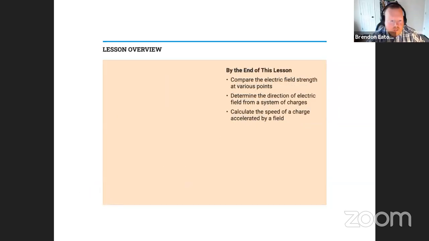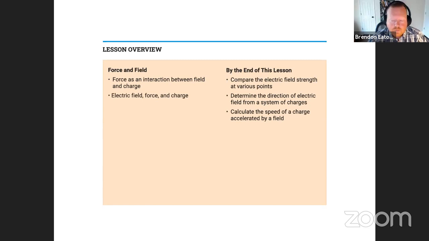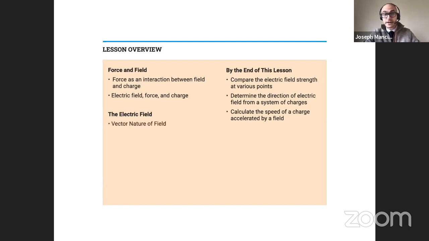And as far as today is concerned, we're going to start off with force and fields, specifically talking about force being an interaction between a field and a charge. And we'll also talk about electric field, force, and charge. And then as we discuss what the electric field is, we'll talk about the vector nature of a field, how direction matters. We'll talk about the fact that the electric field is another inverse square relationship, and we'll discuss the field caused by a charge distribution, that's several charges arranged in space.